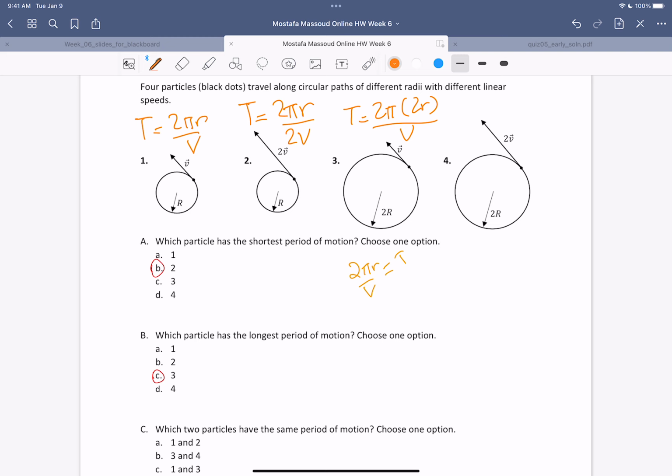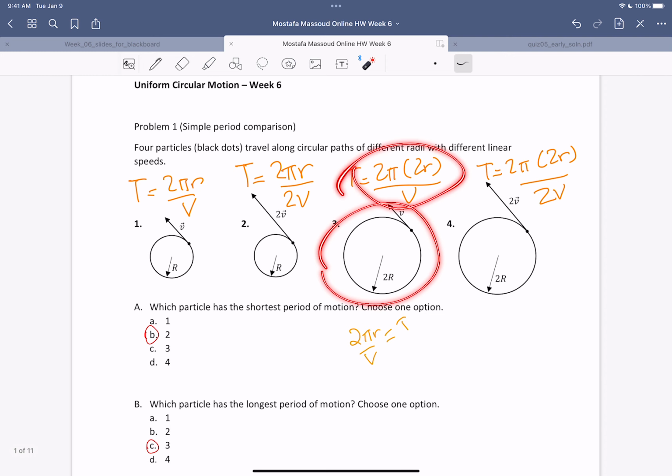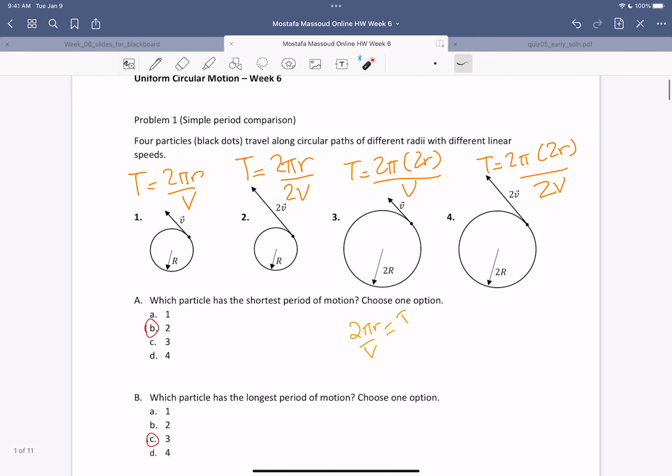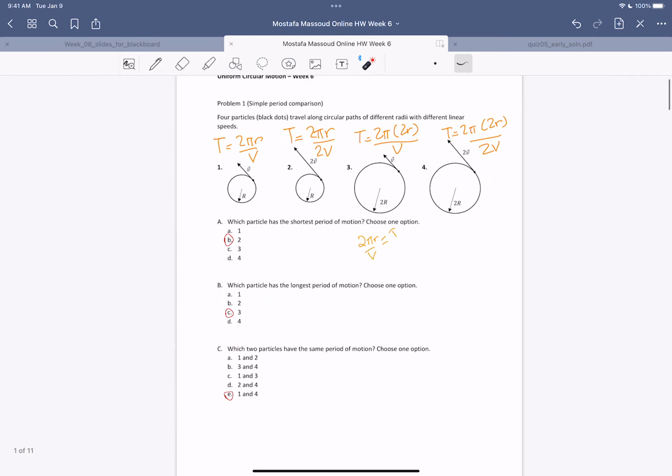And then we can look at this one as t is equal to 2 pi 2r over 2v. Well, these 2's cancel out, and you're left with 2 pi r over v, which is our original. So 1 and 4 actually have the same period. This has twice the period, and this has half of the period. So particle 2 has the shortest period of motion. The particle with the longest period of motion would be 3, because it has twice the original. And the particles with the same period of motion are 1 and 4, because the 2's cancel out and you're left with 2 pi r over v. Does that make sense for number 1?